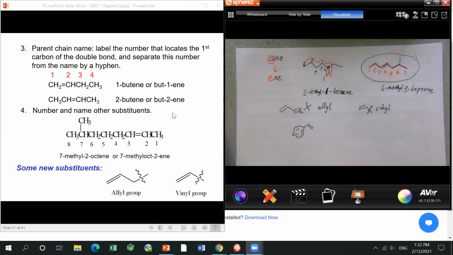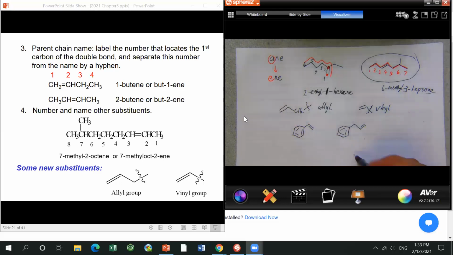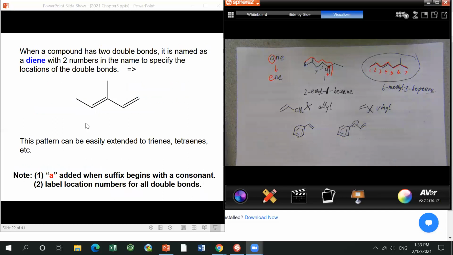So this one we can call the vinyl bond. That's vinyl. But if there's one more carbon between the double bond and the bond, like this one, we call it the allyl bond. See the difference? There's one extra CH2 here. That's actually a pretty important substituent group, so make sure you know the difference. We'll see this quite often in the future.